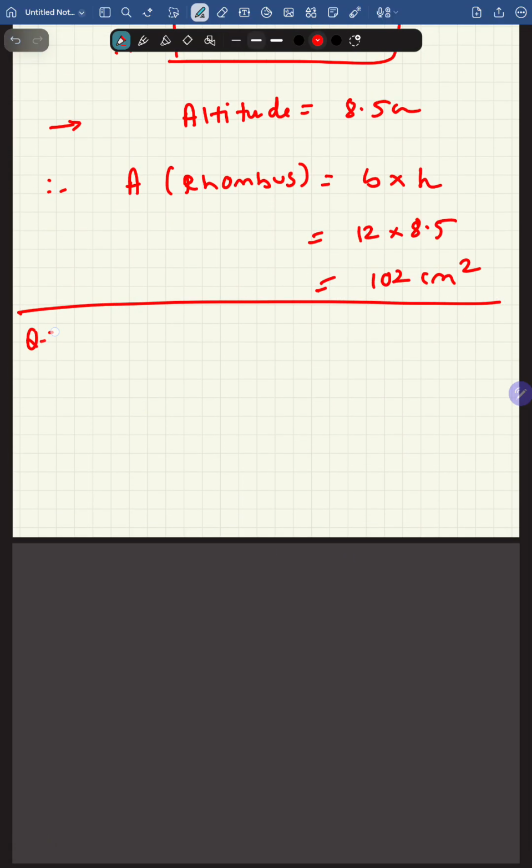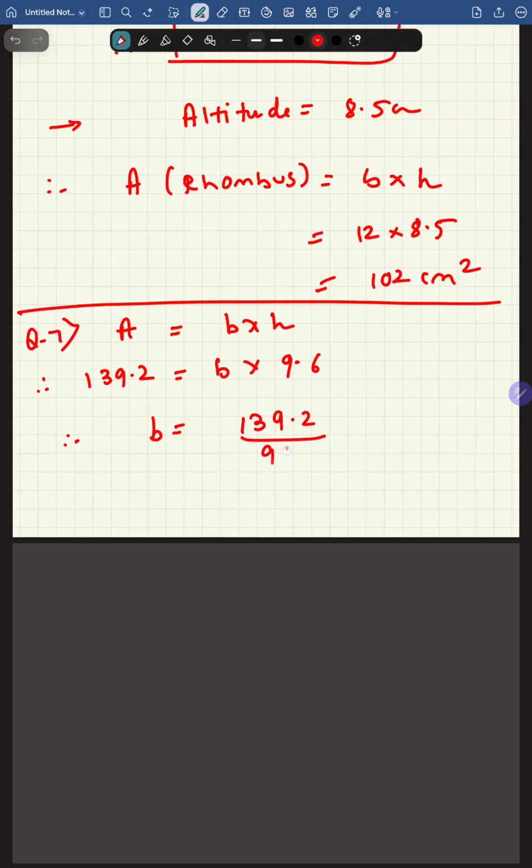Question 7 is a reciprocal of question number 6. So area is base into height. Area is given as 139.2, height is 9.6. Therefore base is 139.2 divided by 9.6, that is 1392 upon 96.